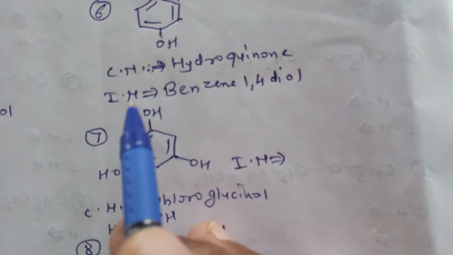Next example 6. It is also a diol, hydroquinone. The common name of the compound is hydroquinone. For the IUPAC nomenclature, the hydroxyl groups are attached at the para positions, that is 1, 2, 3, and 4. Write down the name of the ring, benzene, and the locants are 1,4-diol.